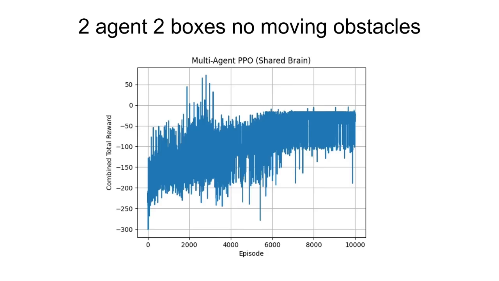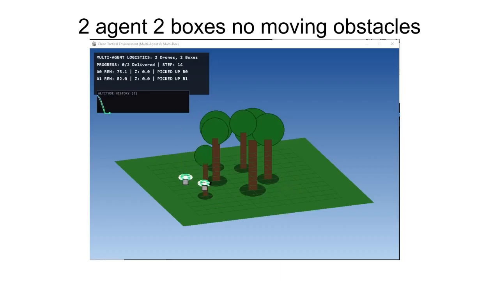However, for the multi-agent setting, it was not that good. We started using multi-agent PPO for two agents and two boxes with no moving obstacles. And as you can see, the results are really bad, and the model wasn't stable and didn't learn. And here is the demonstration. Due to the lack of time, I have left this for future work.